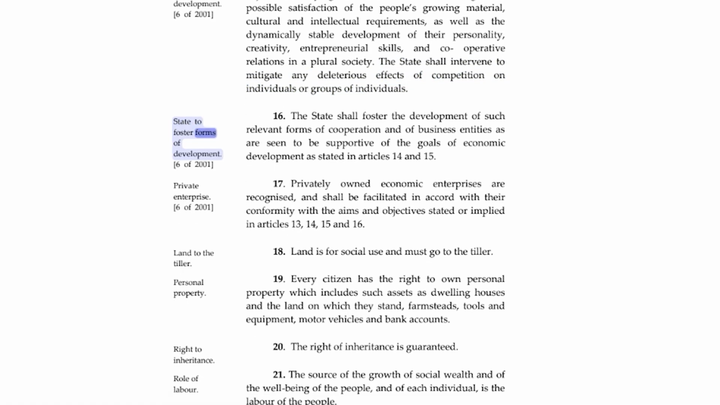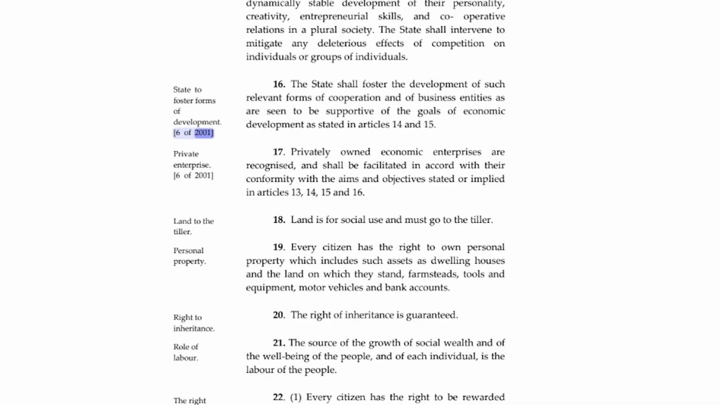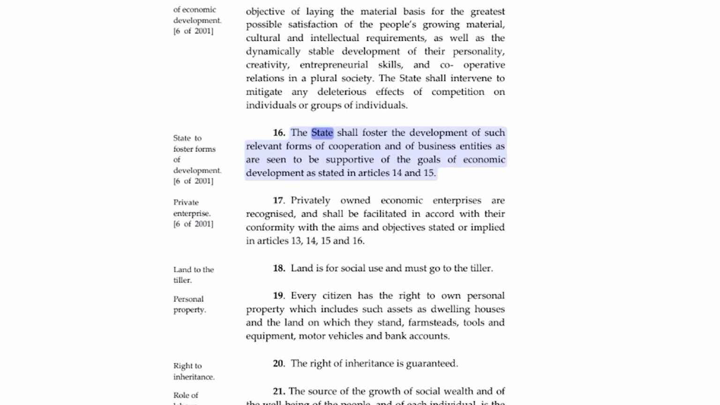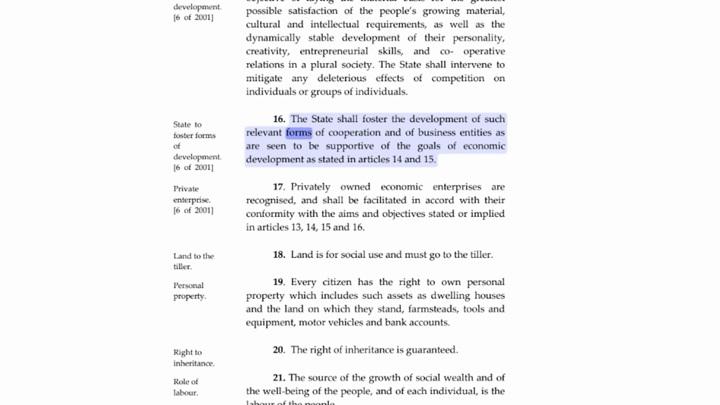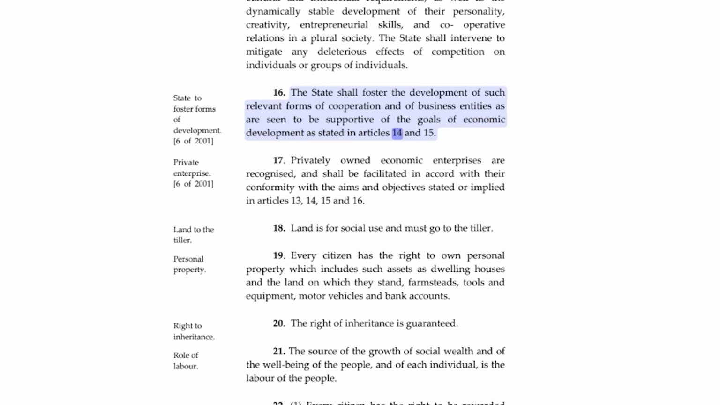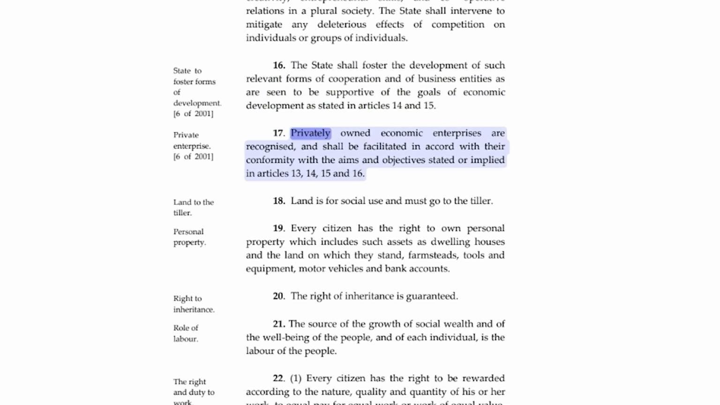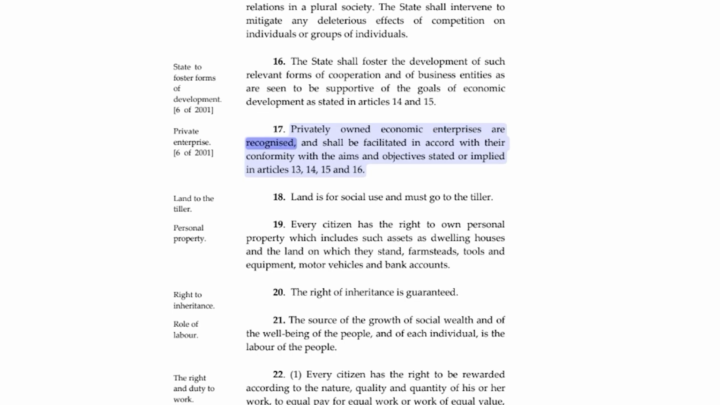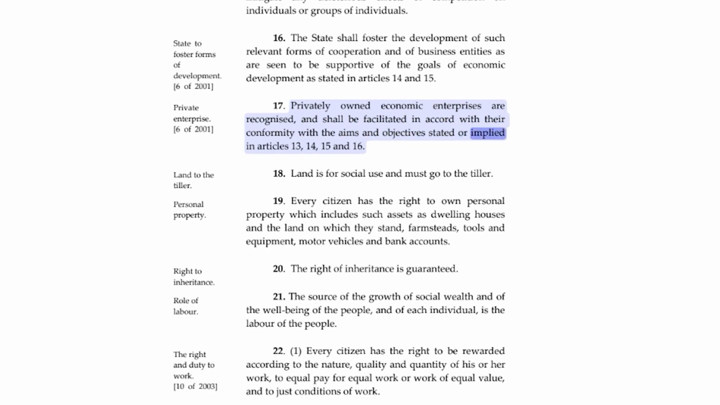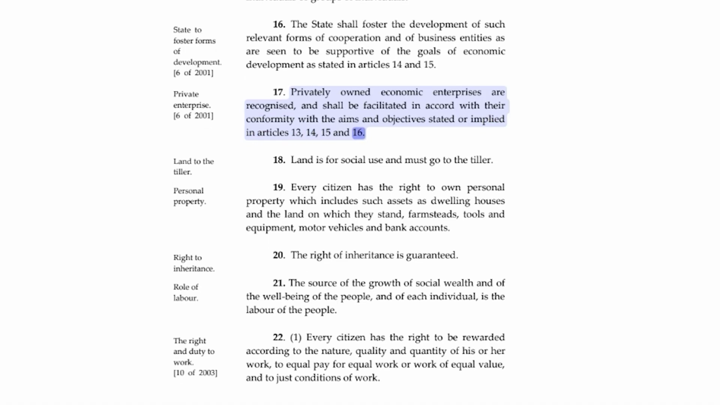State to foster forms of private enterprise. 16. The state shall foster the development of such relevant forms of cooperation and of business entities as are seen to be supportive of the goals of economic development, as stated in Articles 14 and 15. 17. Privately owned economic enterprises are recognized and shall be facilitated in accord with their conformity with the aims and objectives stated or implied in Articles 13, 14, 15, and 16.